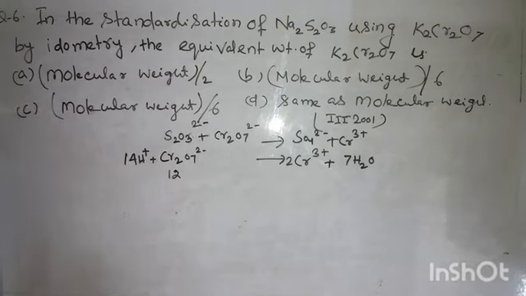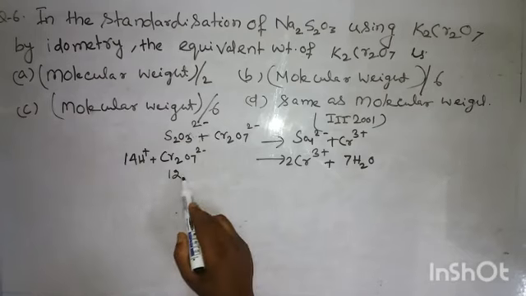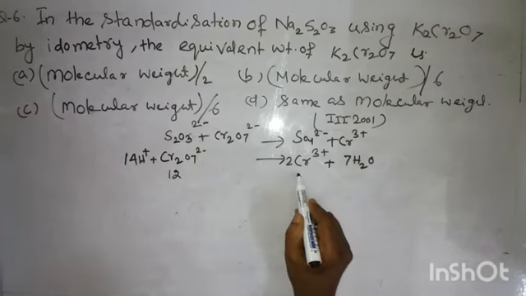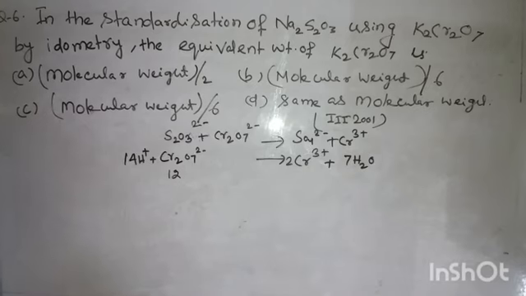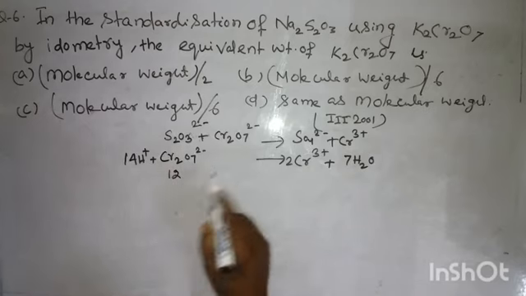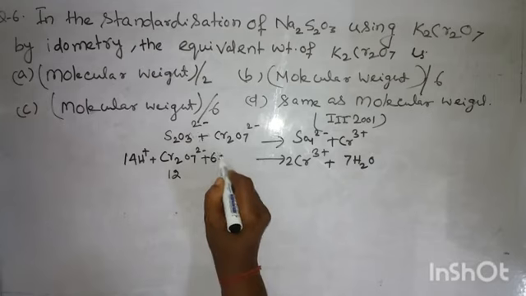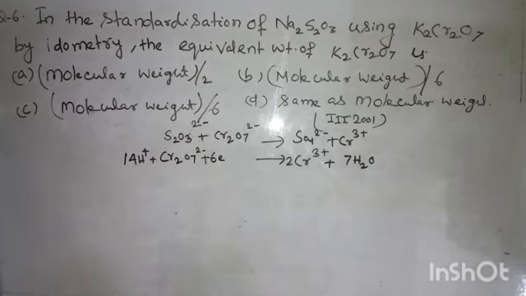And in this case, this is 12 and this is your 2 into 3, 6. So how will the charge be balanced? If you add 6 electrons, then it will be balanced. This portion is covered.